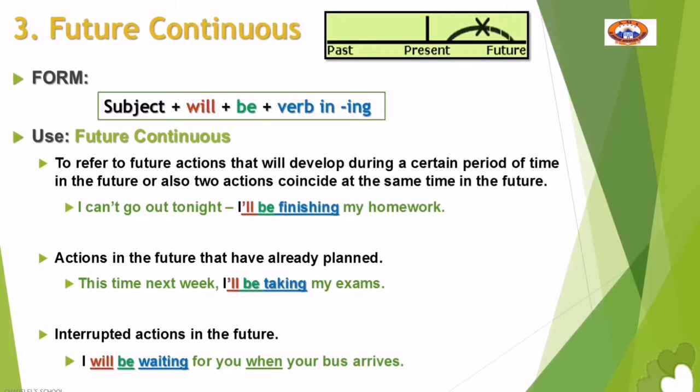I can use the future continuous also for interrupted actions in the future. I will be waiting for you when your bus arrives. Here I have two actions, one interrupted by the other, but in the future. It's like the past continuous and past simple when we used both of them together, but here with the future form, I use present simple with future continuous. Okay.